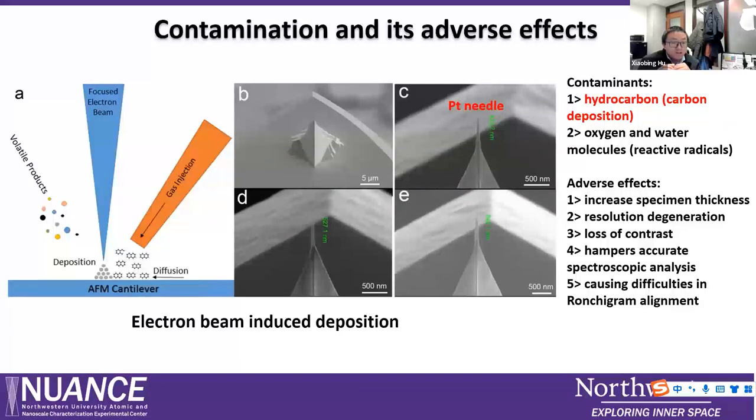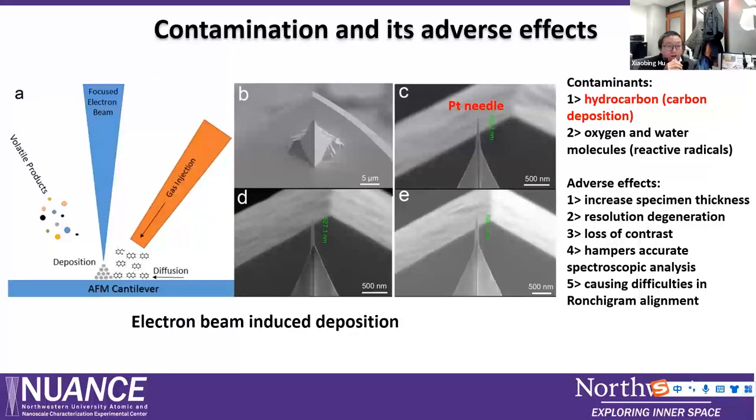Another thing, you lose contrast. This is very critical for low Z element samples like a polymer. They mainly contain carbon, hydrogen, nitrogen. So if contamination happens, the contrast will be very low. You can never see anything. You can never see your sample.